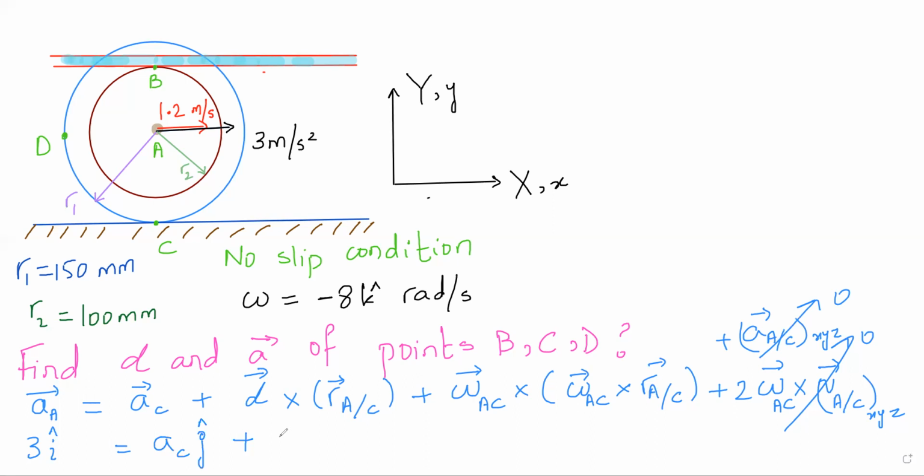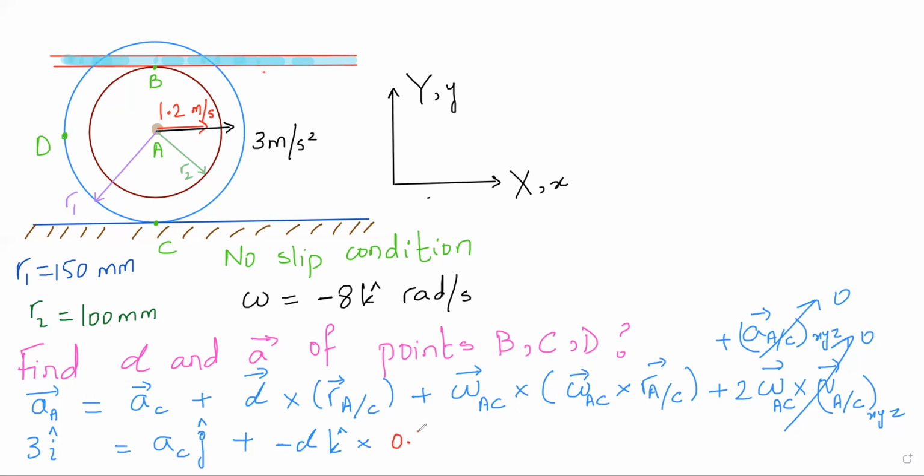Alpha, I have no idea. So I have this intuitive feeling that if the object is accelerating towards the right, the object will have clockwise alpha. I don't know. If you disagree with me, you can write a different one. A with respect to C. You can tell me. Anyone who can help us? A with respect to C is in the positive y direction.